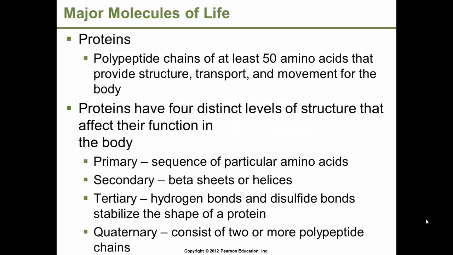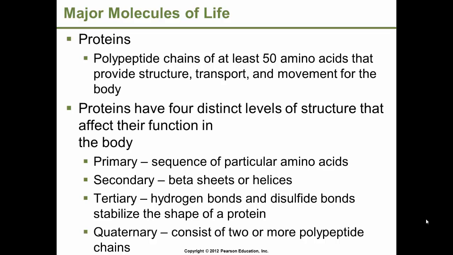Proteins are polypeptide chains of at least 50 amino acids that provide structure. They also provide transport, and they also provide movement for the body. Proteins have 4 distinct levels of structure that affect their function. The primary, which is just the sequence of particular amino acids.